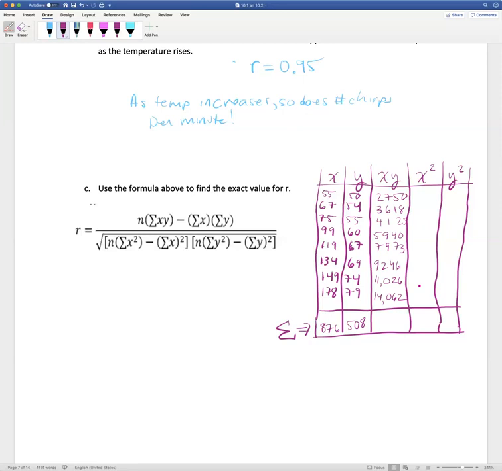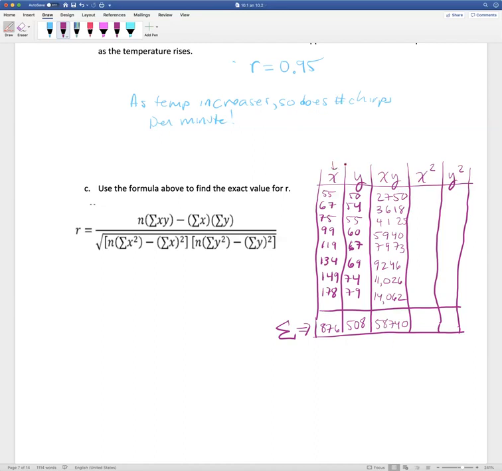Okay, and then again, let's add all of these up. 14,062 plus 11,026 plus 9,246 plus 7,973 plus 5,940 plus 4,125 plus 3,618 plus 2,750, and I get 58,740. Okay, so that's the sum of my xy column.